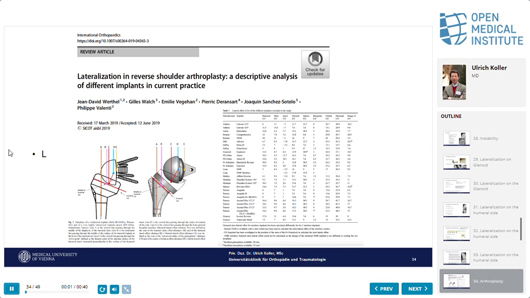A very important paper was presented by Wertel and Philippe Valenti, because they evaluated all reverse shoulder arthroplasties on the market and calculated how much lateralization and how much medialization each shoulder prosthesis, or each product, has. It's quite interesting to know how much difference there is between different kinds of products. Depending on the product, you can lateralize or medialize.